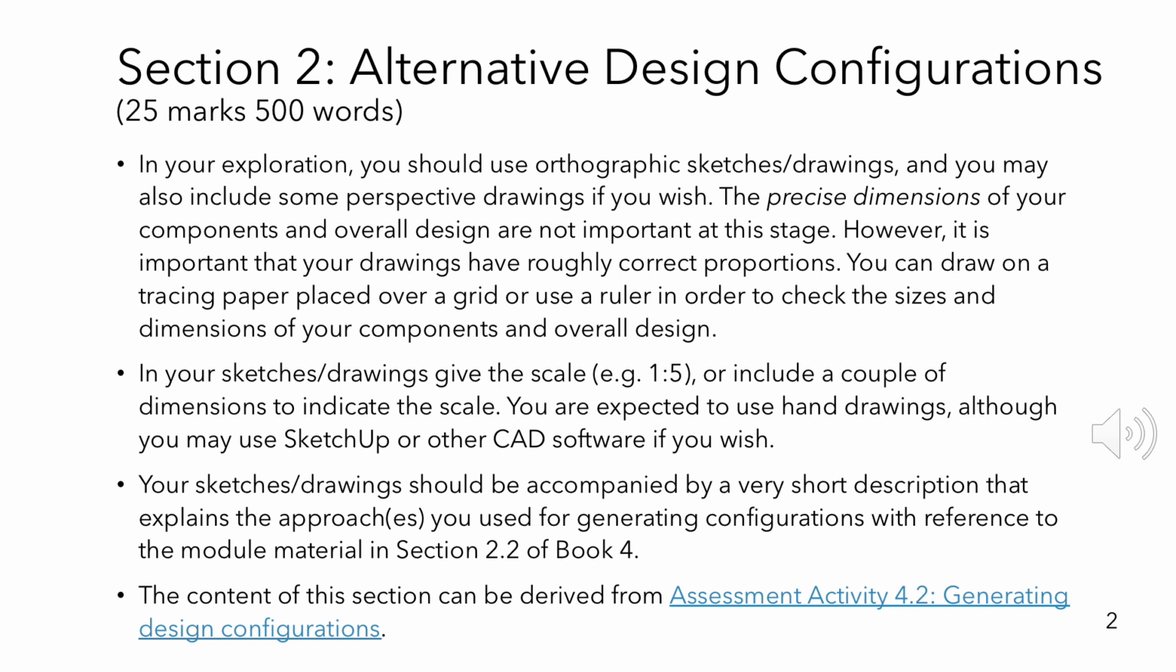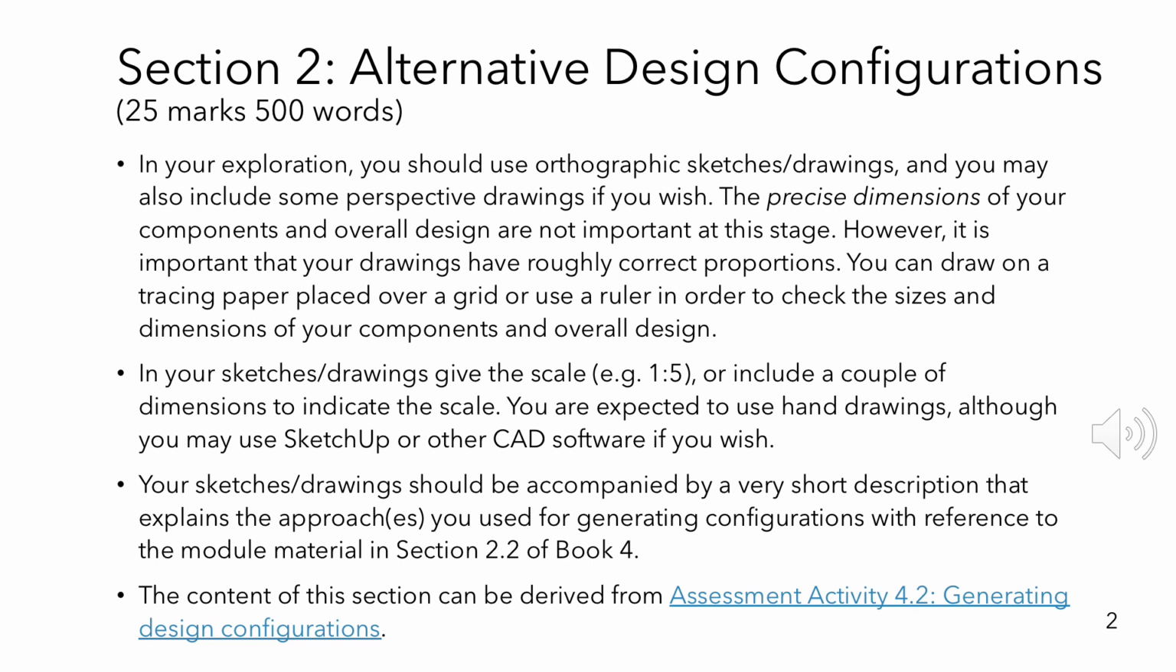You can include perspective drawings as well if you want to, although personally I think you don't need to do that. You don't need to give precise dimensions to your components and the overall design at the moment, but you do need to make sure that they're roughly in proportion. So there are ways that you can do that, like using a grid with tracing paper over it, or simply using a ruler to check the sizes and dimensions of the components and the design.